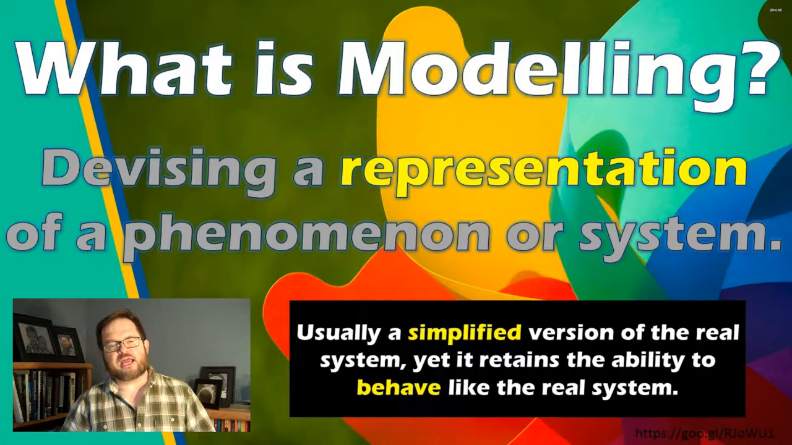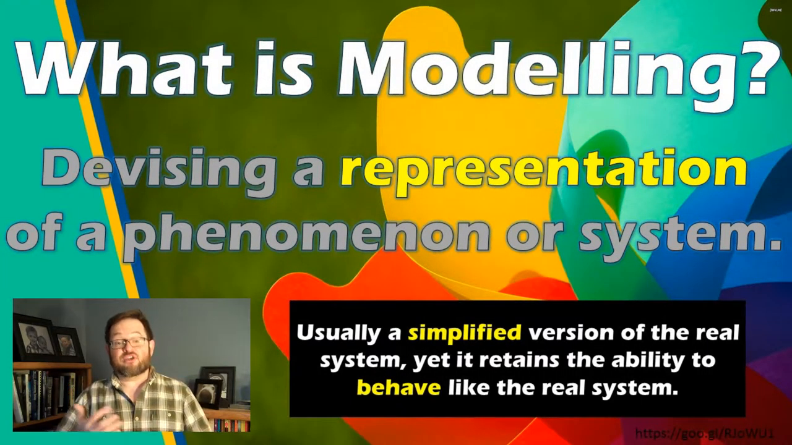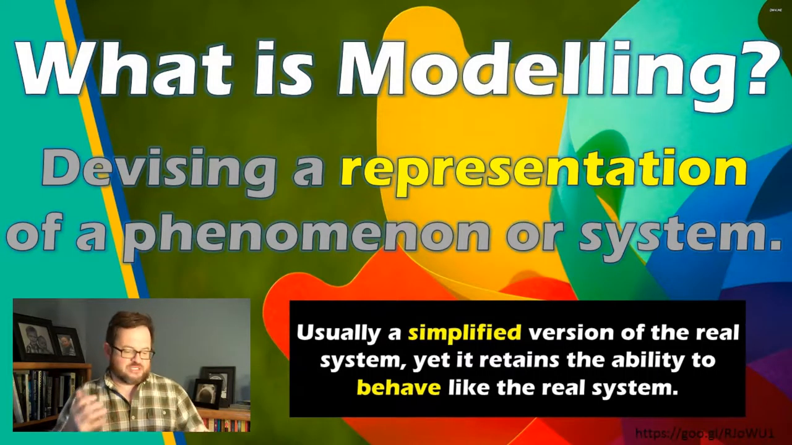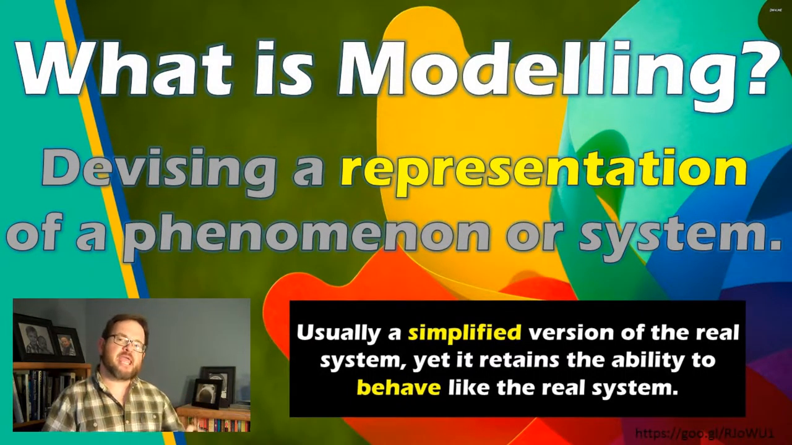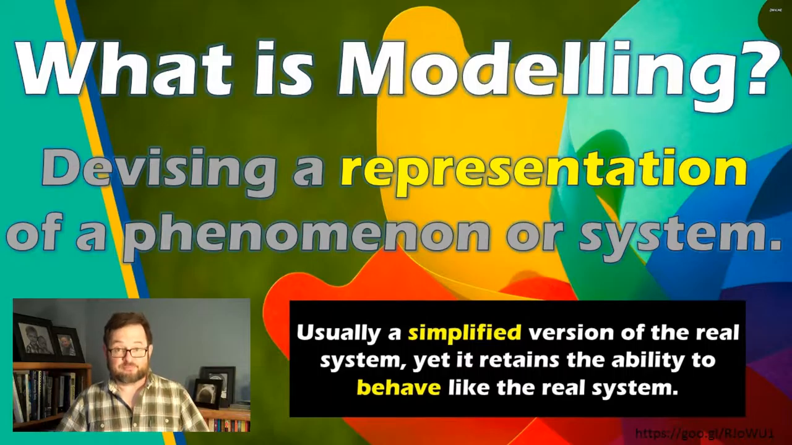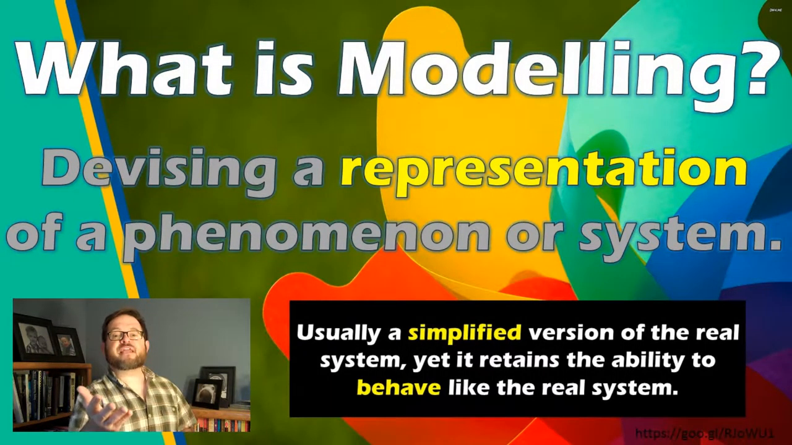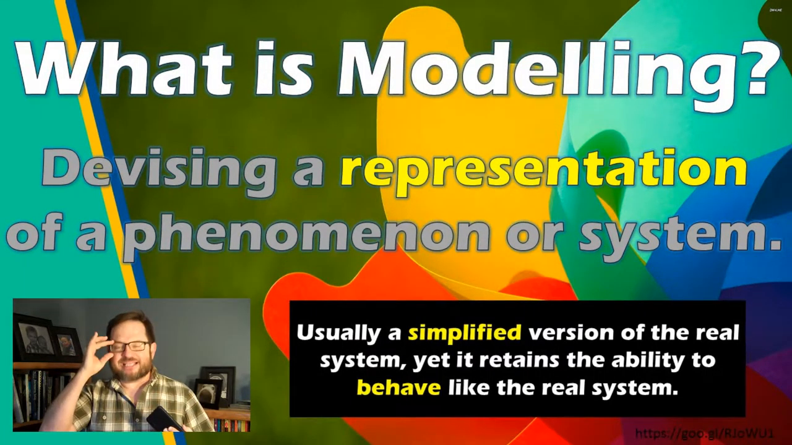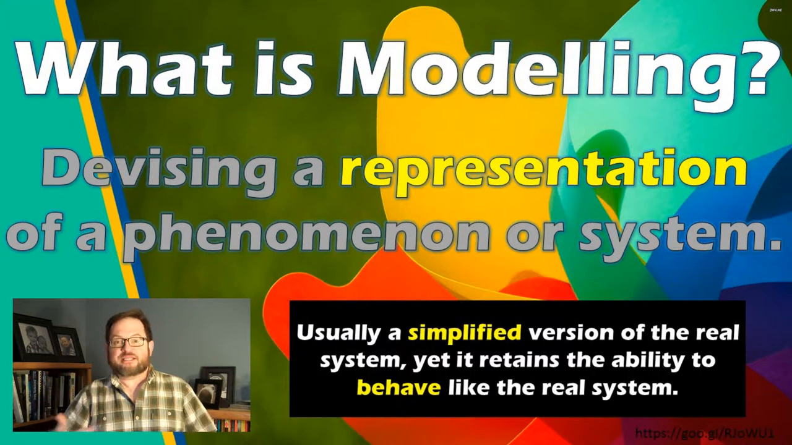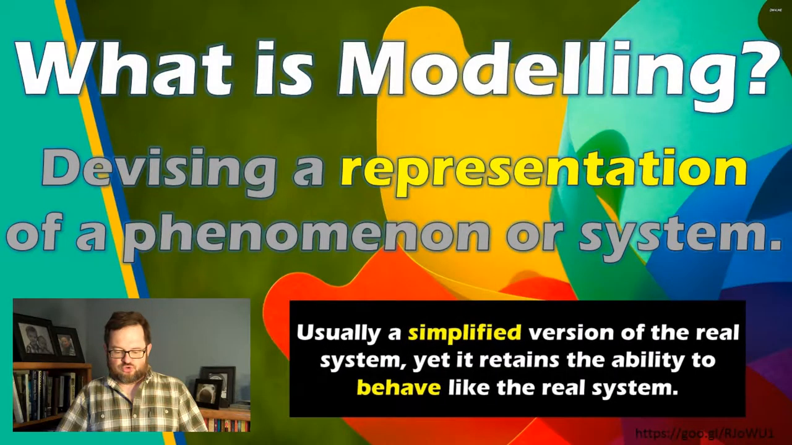It has certain assumptions behind it, certain simplifications that have made it easier to work with, but it still must retain the ability to behave like the real system, at least within the parameters of what you have specified the model doing. So our simplified equation that describes what the wind is doing around our wind turbine still has to be able to represent winds around the wind turbine. If it comes up with unrealistic answers, then it's not a very good model.